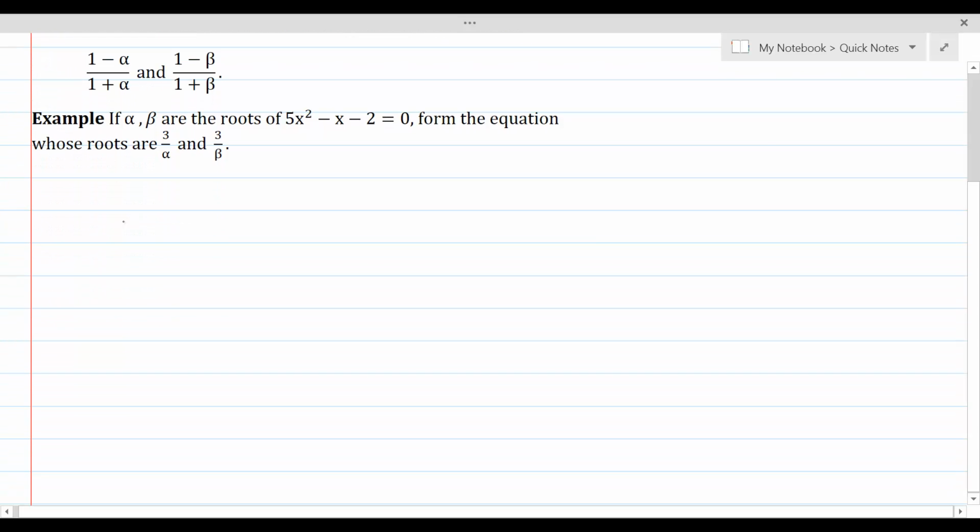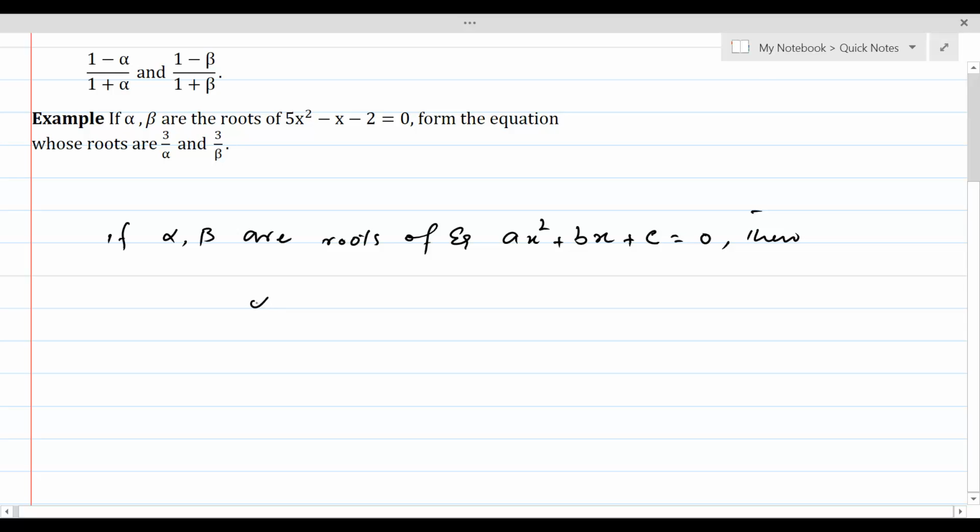So, if alpha beta are roots of equation ax squared plus bx plus c equal to 0, then what will be the value for alpha plus beta? The alpha plus beta, like we know already, we have calculated this, is equal to minus b over a, and the product of roots alpha into beta is equal to c over a.